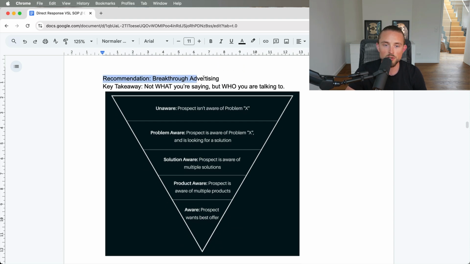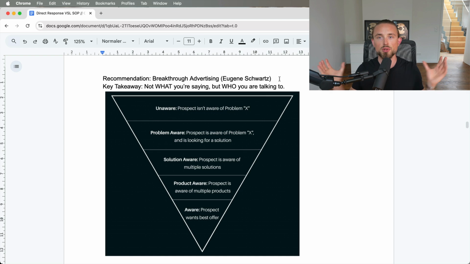So really hot recommendation is to read Breakthrough Advertising from Eugene Schwartz, right? This book, I've also gifted this book to hundreds of friends, and also sometimes I did presentations on stage where I would give this book away because it's so valuable. So please read this book.